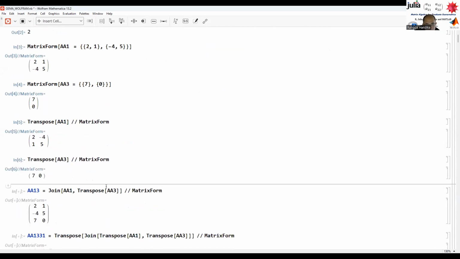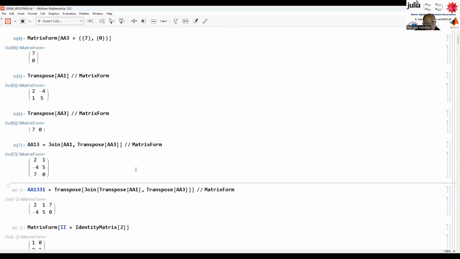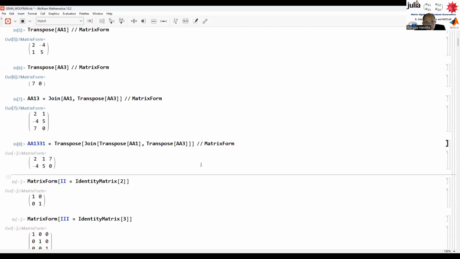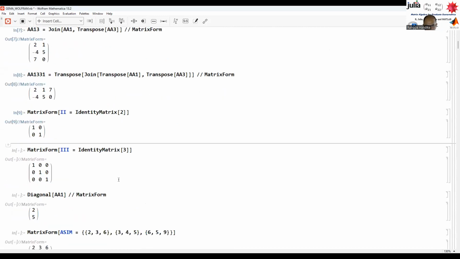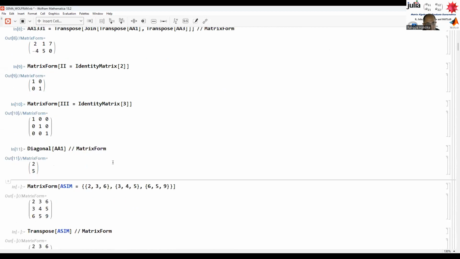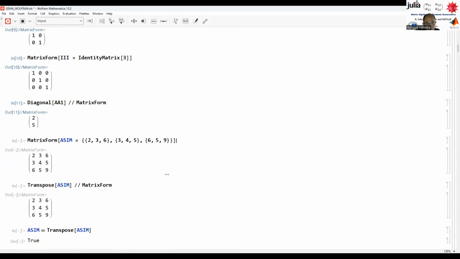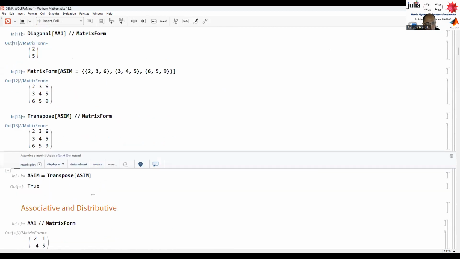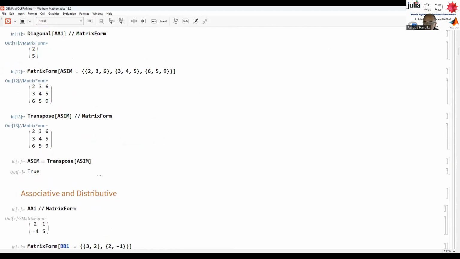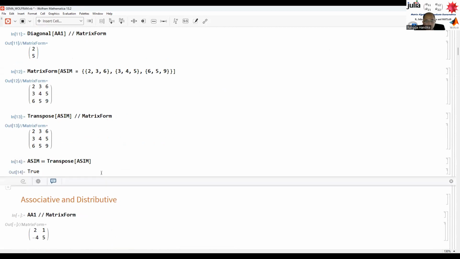Okay, we transpose. How about the joins? Vertical and horizontal. So, and we can also make identity matrix. So you can see this is the code. We can also make the diagonal matrix here. And again, for a symmetric matrix, you can see and then transpose. So if the transpose of a matrix equals the matrix, it's symmetric.